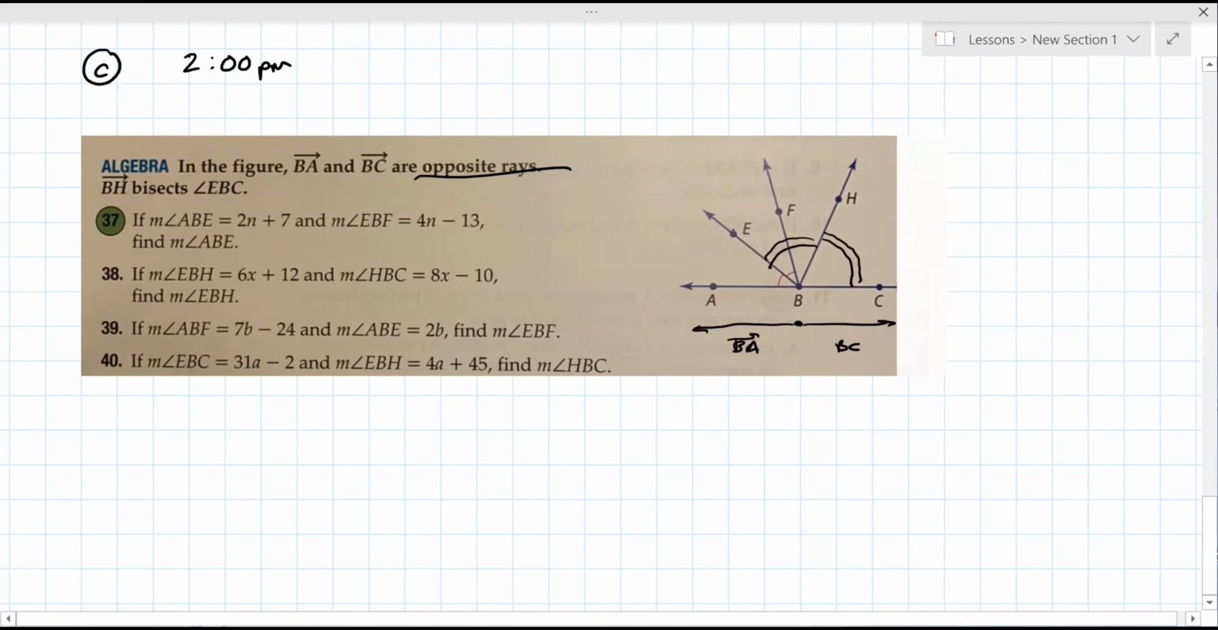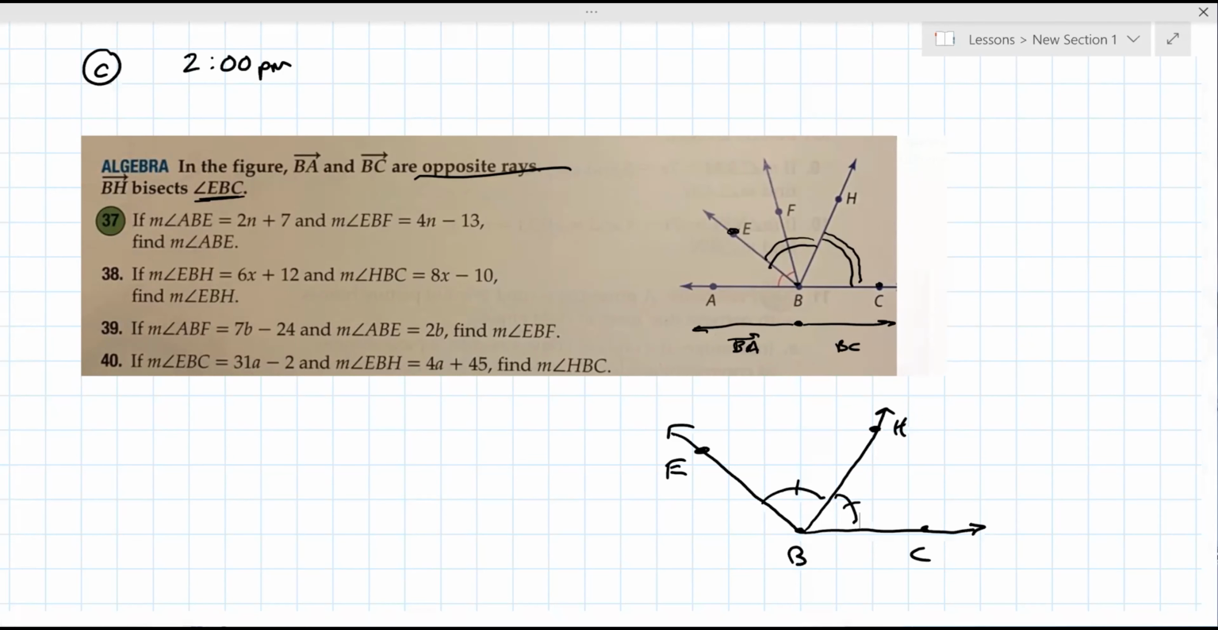E to B to C. Okay, that's the angle here, E to B to C. So I'm going to draw it here. And then there's this ray BH. So BH bisects this angle, meaning these two angles are equivalent to one another. So that's why I've drawn these two double lines between them. So that probably is useful.